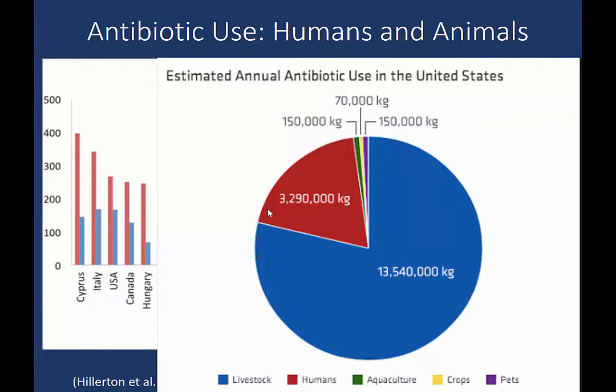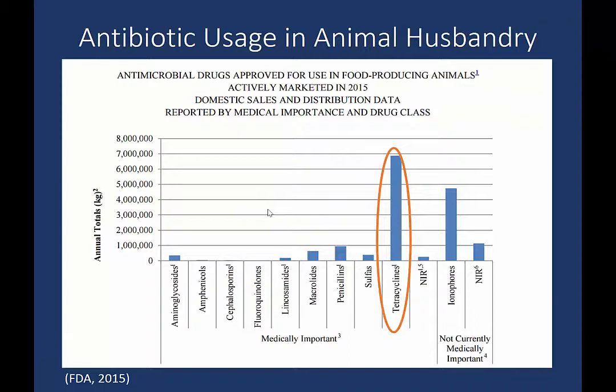So that's understandable. But again, about 3/4 of our antibiotics are used in livestock, about 1/4 used in humans. Of these that are used in animal husbandry, the ones that are most used are tetracyclines, which are medically important, which means we use them in human use. Ionophores are not considered medically important, so we don't regulate those the same way we regulate medically important antibiotics.